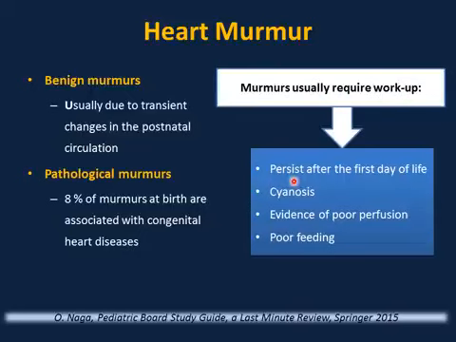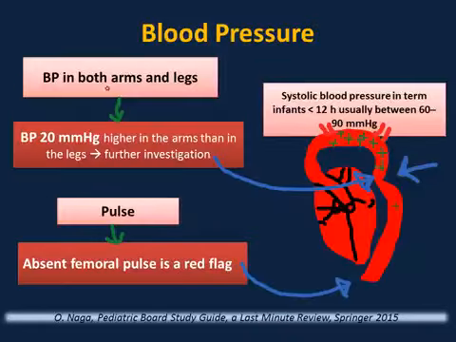if the murmur is persistent after the first day of life, associated with cyanosis, of course, evidence of poor perfusion or poor feeding. Measure blood pressure in both arms and legs. If blood pressure is 20 millimeters of mercury or more higher in the arms than in the legs, this should prompt further investigation, for example, echocardiogram.